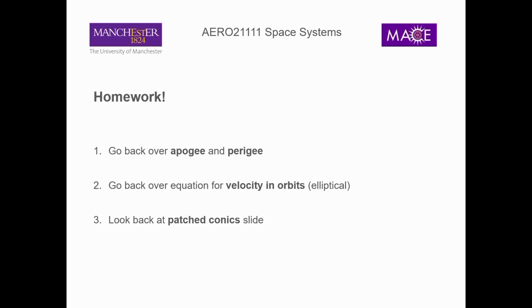So to make sure you can get the most out of next week, I would advise you before class on Monday to remind yourself about the apogee and the perigee, which is which. Which are you moving faster at, and so on. Go back over how you calculate velocity in elliptical orbits, because that velocity equation is going to be basically the bread and butter of everything that we do next week. And it might be worth having a quick look at that patched conic slide that we talked about, how we move from one orbit to another. If you're familiar with that, then next week is going to be a breeze.